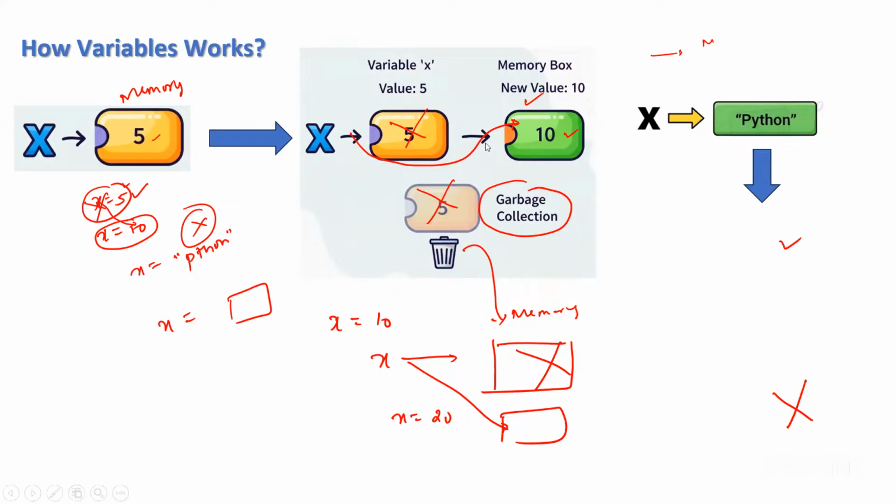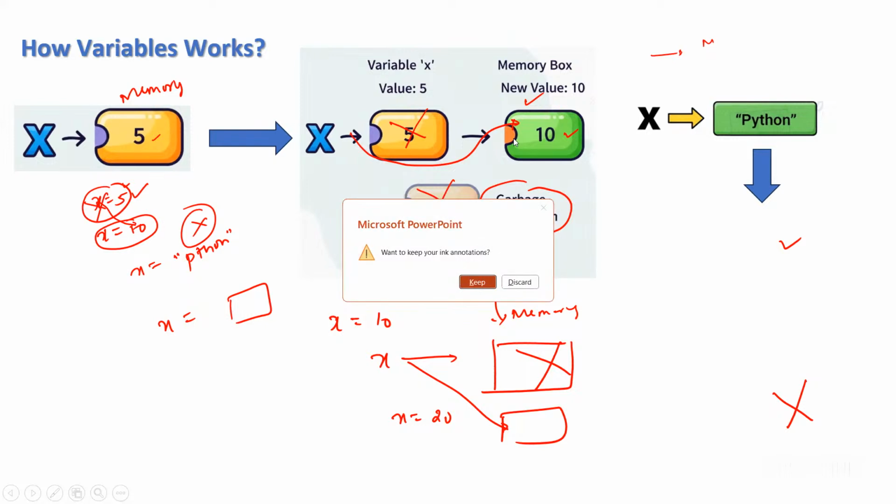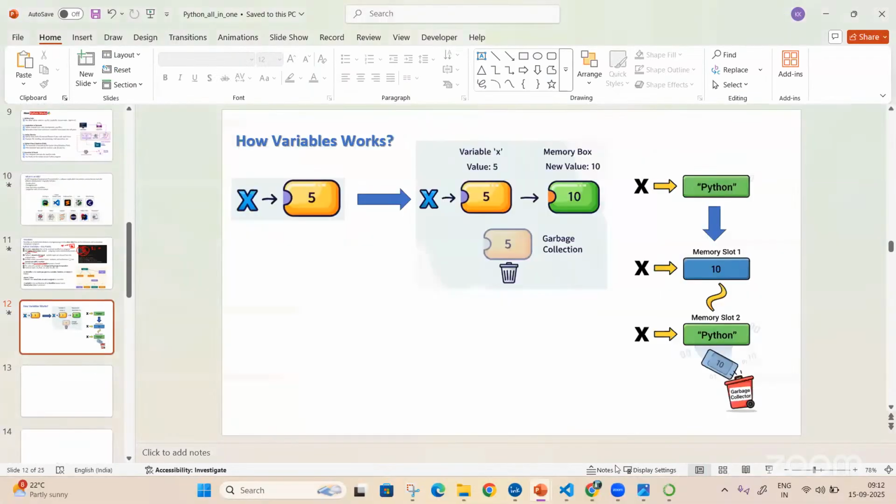Suppose we have assigned x equal to 5 and then we have assigned x equal to 10. Will that 5 be there in garbage collection, or will it clear that memory? It will completely remove it. Garbage collector is what? Collecting and removing. So if we want that value again, we have to assign it again and then we can use it, right? Yep.